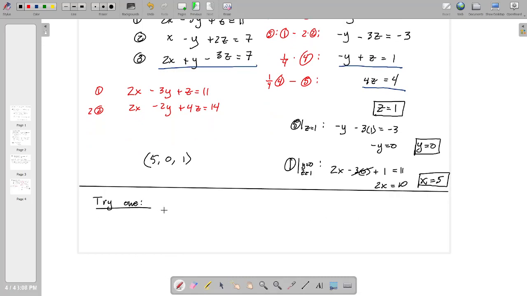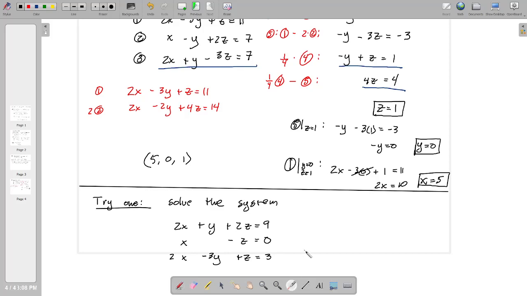Try one. Solve the system. 2x plus y plus 2z is equal to 9. X minus z is equal to 0. And 2x minus 3y plus z is equal to 3.